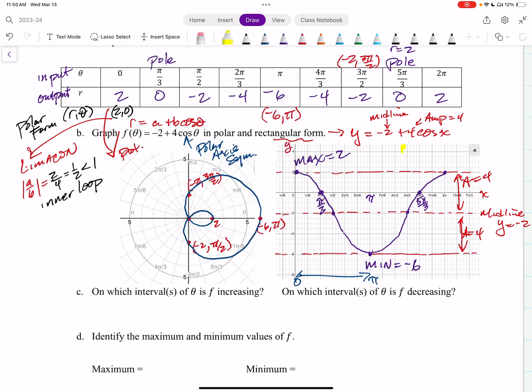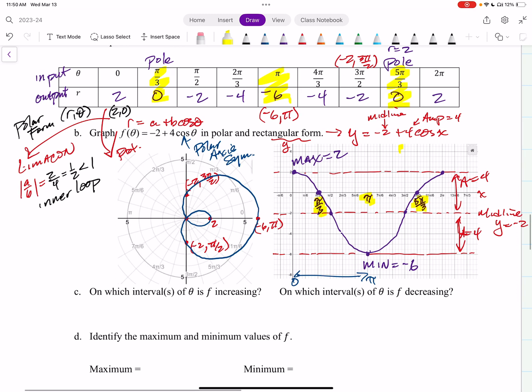Okay, so because it changes sign at that angle. So these angles, pi thirds, pi, and 5 pi thirds, I'm going to highlight them in the table as well, because this is where the function changes sign, and that's important. I'm talking about from positive to negative.